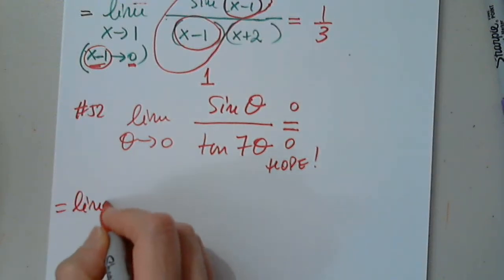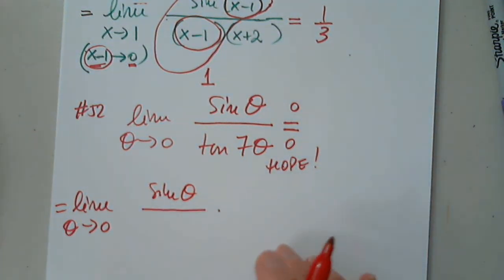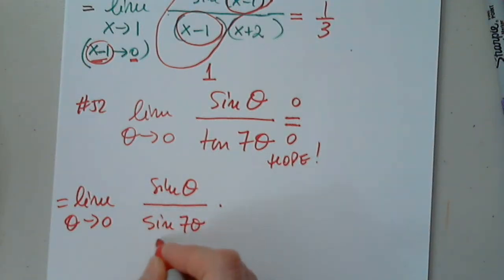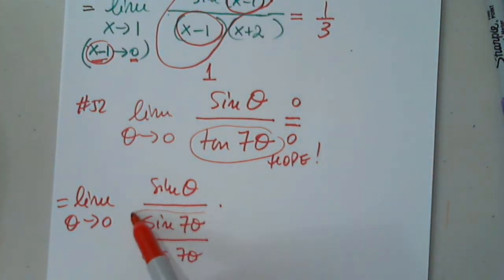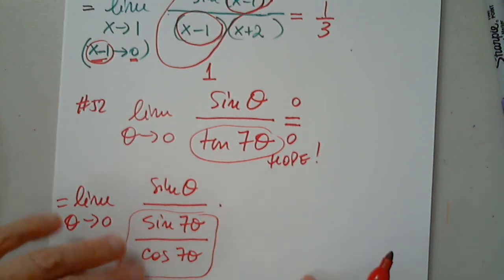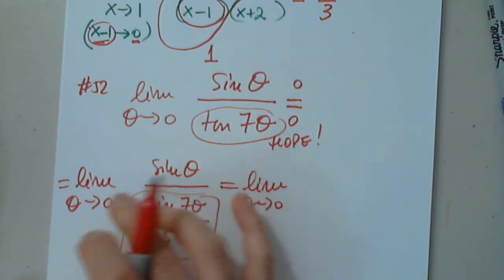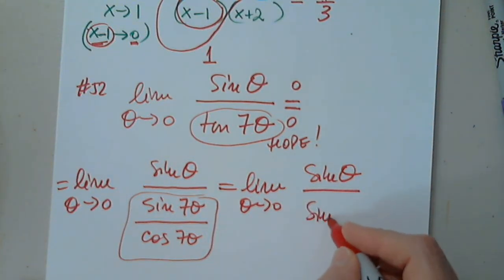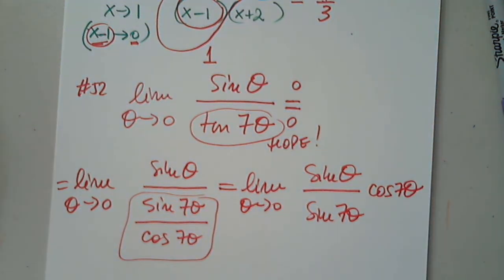So now I have the limit as theta approaches 0. Sine theta is okay. Now I'm going to change tangent into sine 7 theta over cosine 7 theta because I know tangent is sine over cosine. I will flip because I divide by a fraction. So limit, do not drop the limit operator. We haven't applied it yet. Sine theta over sine 7 theta, and cosine goes to the numerator, next to the fraction or the top, it doesn't matter.